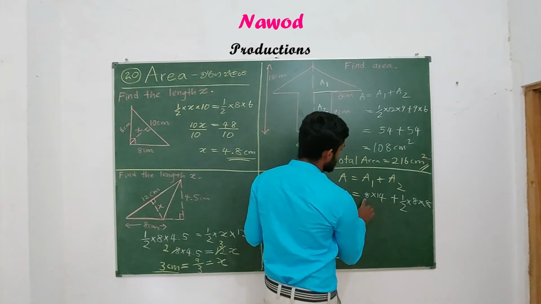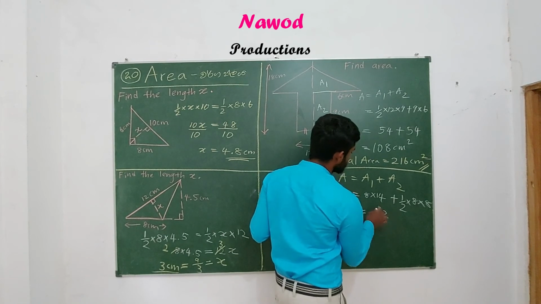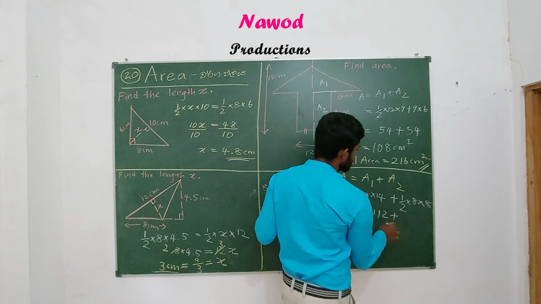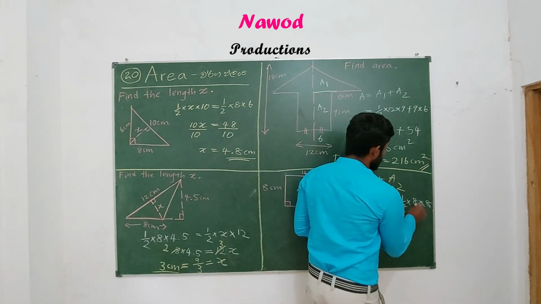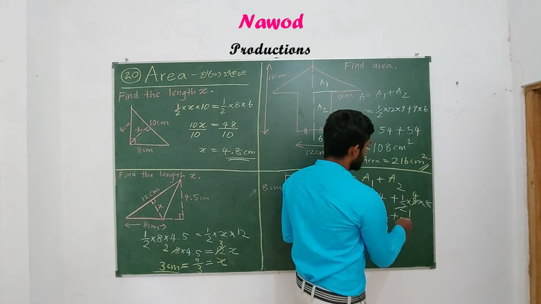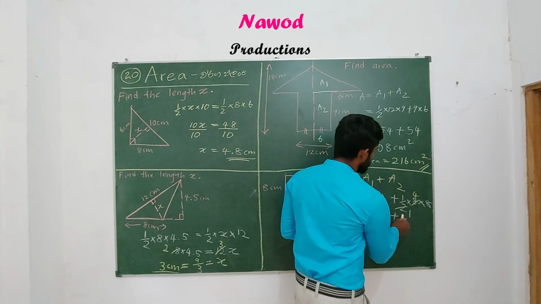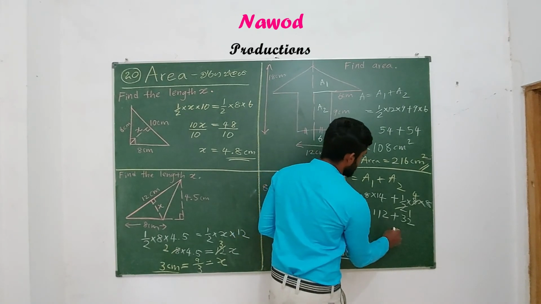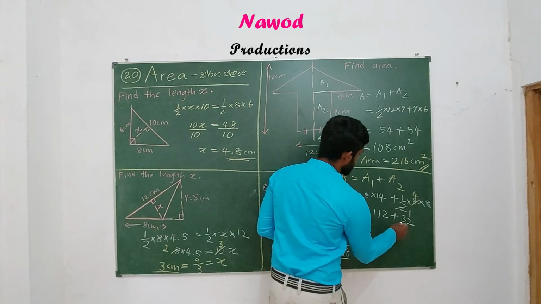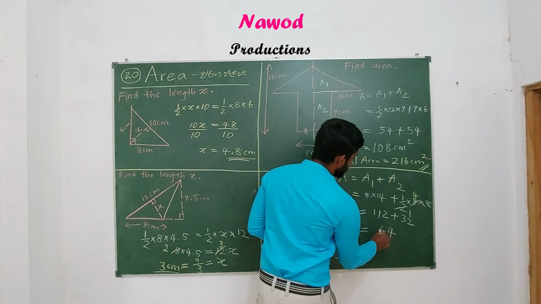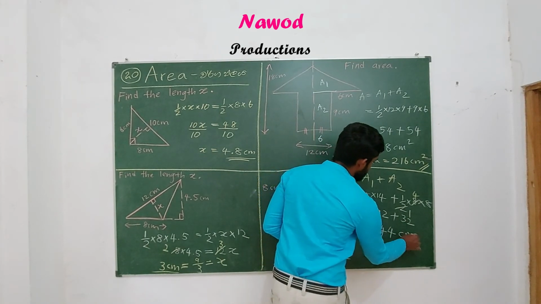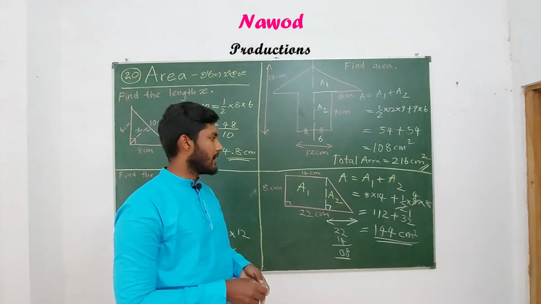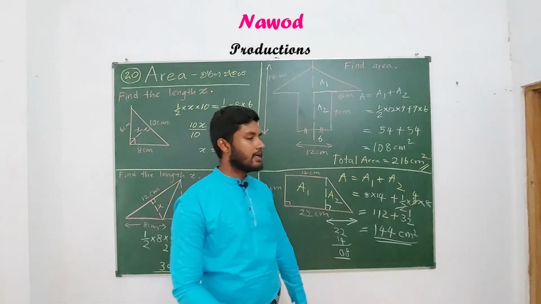8 into 4, 32. 8 into 1, 8 plus 112 plus here 1, here 4. 4 into 8, 32. Then we can get the value 144 centimeters squared. 144 centimeters squared.